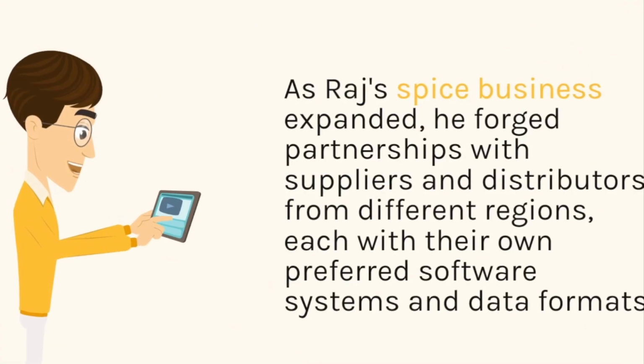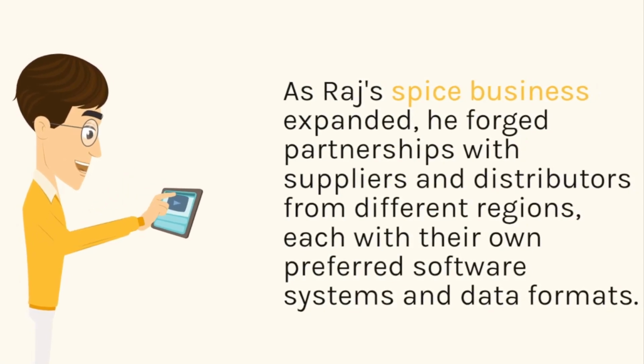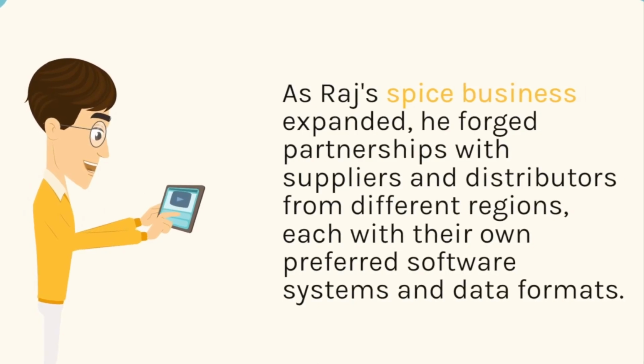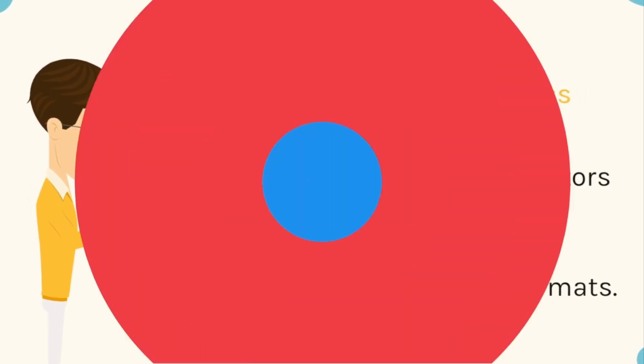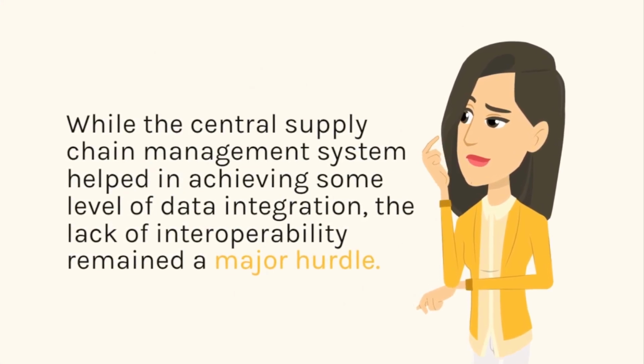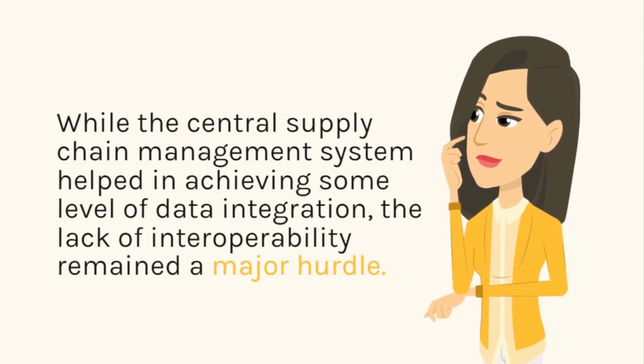As Raj's spice business expanded, he forged partnerships with suppliers and distributors from different regions, each with their own preferred software systems and data formats. While the central supply chain management system helped in achieving some level of data integration, the lack of interoperability remained a major hurdle.